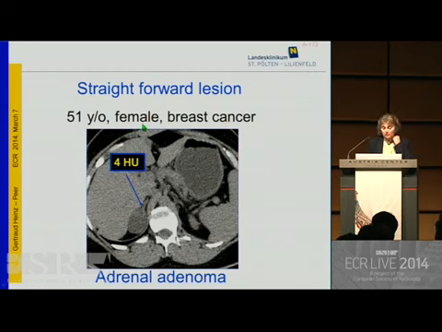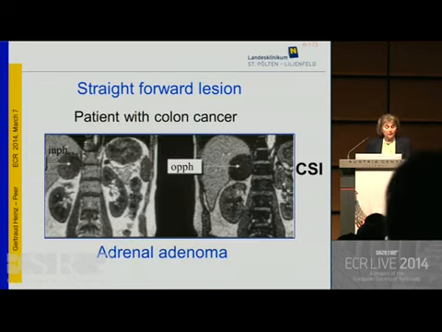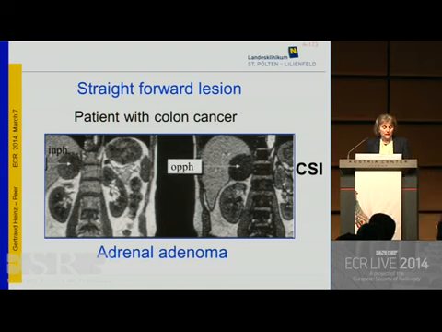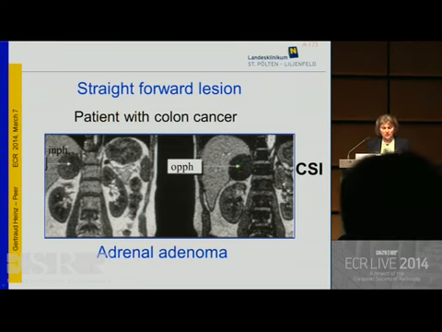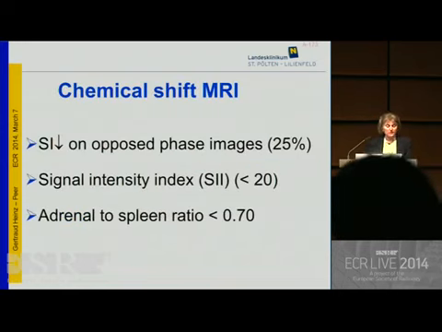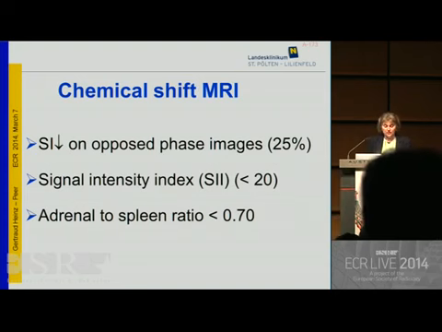And this is a straightforward lesion. Another female patient diagnosed with breast cancer. You see on unenhanced CT a right adrenal lesion with 4 Hounsfield units on unenhanced CT. This is clearly indicating an adrenal adenoma, a benign lesion. We can do also chemical shift MRI. In this particular patient with underlying colon cancer, we do the in and opposed phase, and if you see a signal drop on the opposed phase image, this is clearly indicative of an adrenal adenoma. So if we have a drop of signal intensity of at least 25%, this indicates the presence of an adenoma.